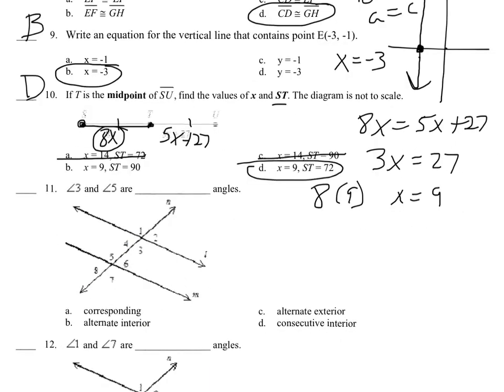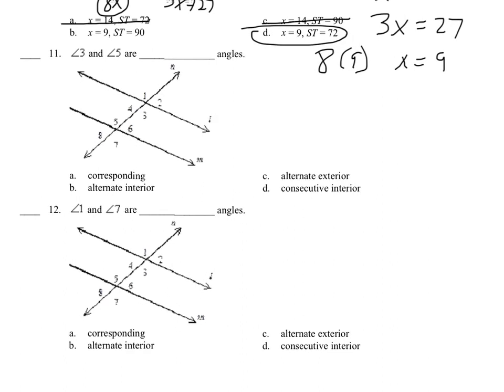Okay, number 11. We're just naming these types of angles here. 3 is here, 5 is here. They are on opposite sides of the transversal. They are alternate interior angles.